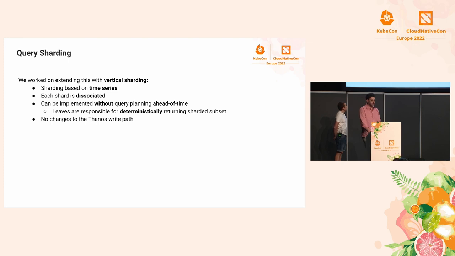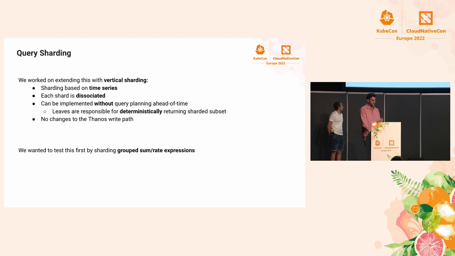So a commonly asked question is, if you have this issue of duplicate time series, why not just deduplicate them when you write? That's something that other projects do. So for example, Cortex, they dedupe on write. We didn't want to change the write path. We wanted this improvement to be almost transparent to the user, where they don't actually need to change how they've set up Thanos.